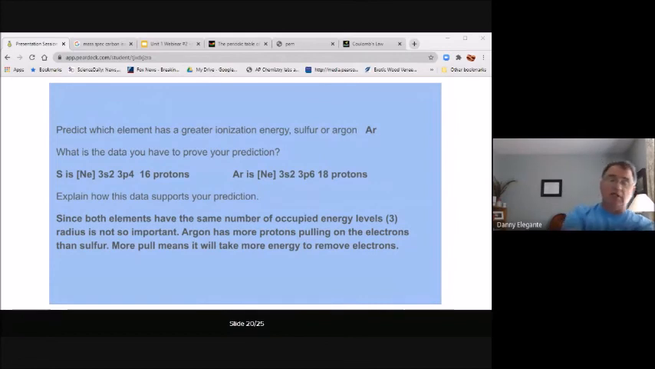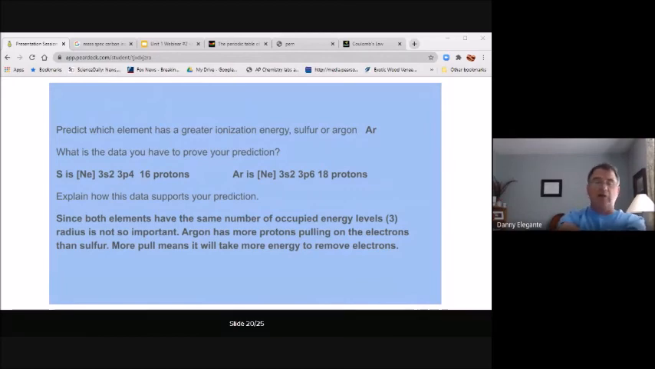Now, I also could have talked about Coulomb's law. I could have said that the force of attraction is a function of Q1, Q2. And because argon has a greater Q1, Q2, 18 protons versus 16 protons, then that would mean that it has a greater pull on the electrons. But notice I'm talking about both elements, argon and sulfur. I'm talking about the data that I wrote down, and then I'm describing why that's important. Has more protons, protons pull on electrons. More pull means it takes more energy.